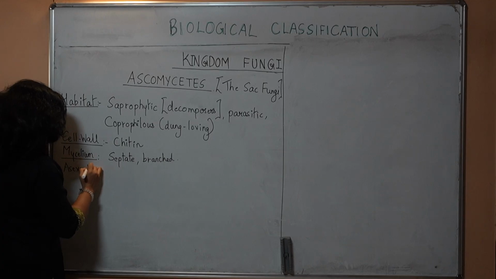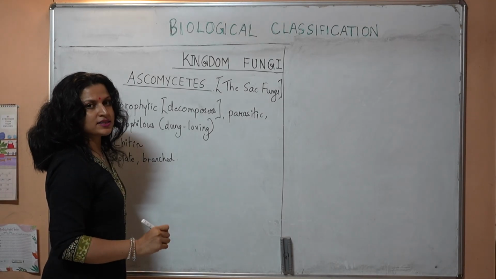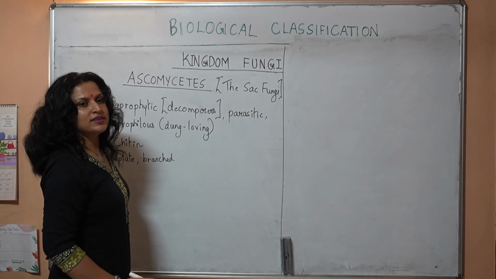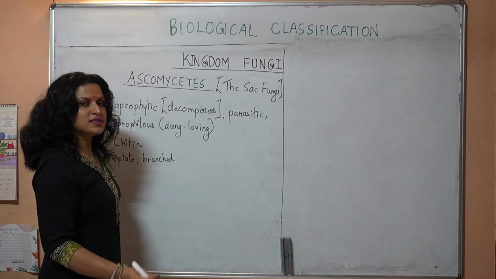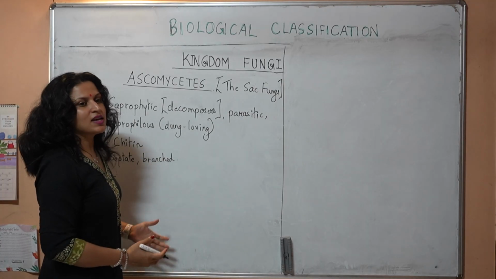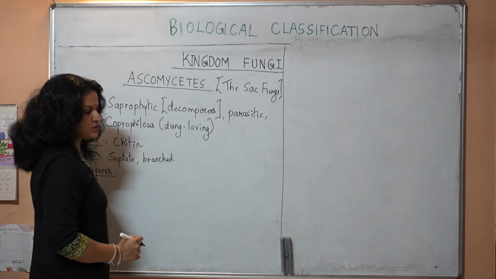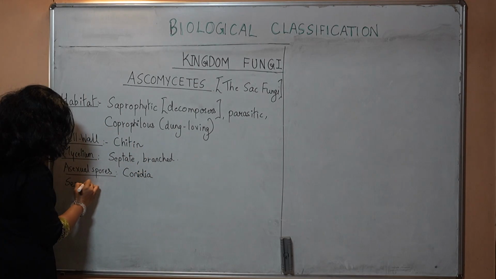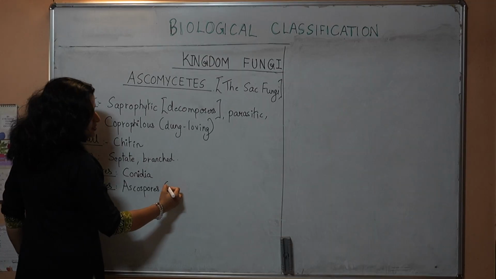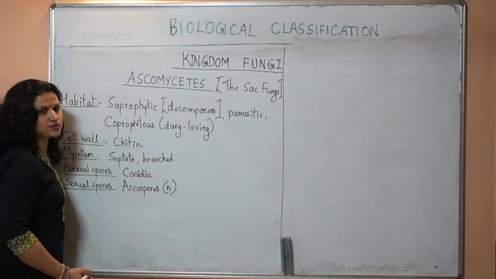Asexual spores. If you remember, while we were doing the asexual spores, we had come across conidia. Under conidia, the examples that you have cited, Penicillium and Aspergillus, belong to this class itself. This class is known to produce only conidia as their asexual spores. Sexual spores will be ascospores. We will see how ascospores are produced in their life cycle. These will be haploid spores.